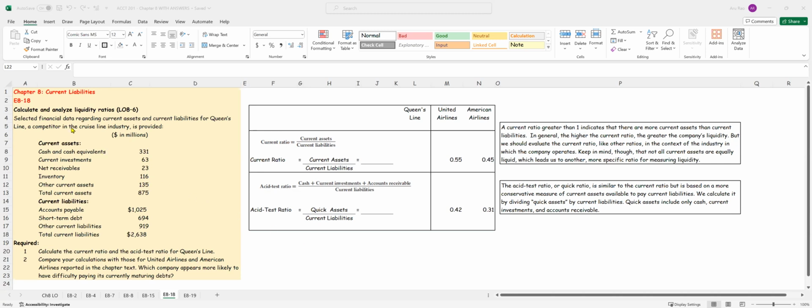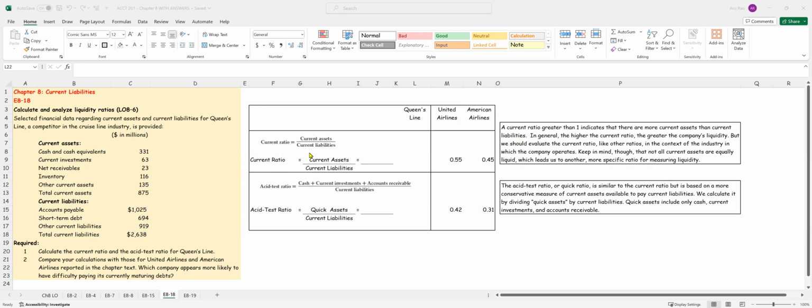So we have selected financial data of current assets and current liabilities for Queensline and the competition in the industry. They've asked us to calculate the current ratio and asset test ratio. To start out, I have this laid out over here, with the competition's numbers, the United Airlines and American Airlines numbers for those two ratios.